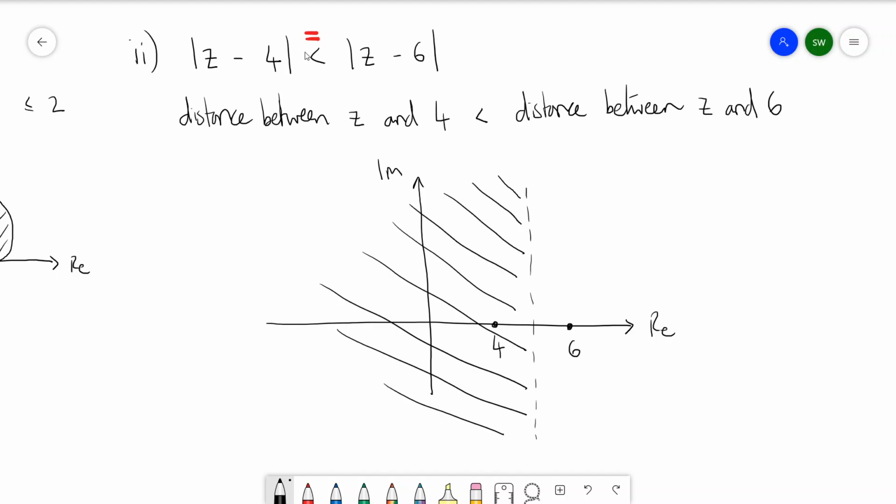And I've deliberately done that line dotted, and that's because we don't have an inequality here. We want the distance to be less to 4 than it is to 6. And on this line, it would be equal to. So if we did happen to have less than or equal to, then we'd make the line solid, but we've not got that, so we'll do a dashed line.